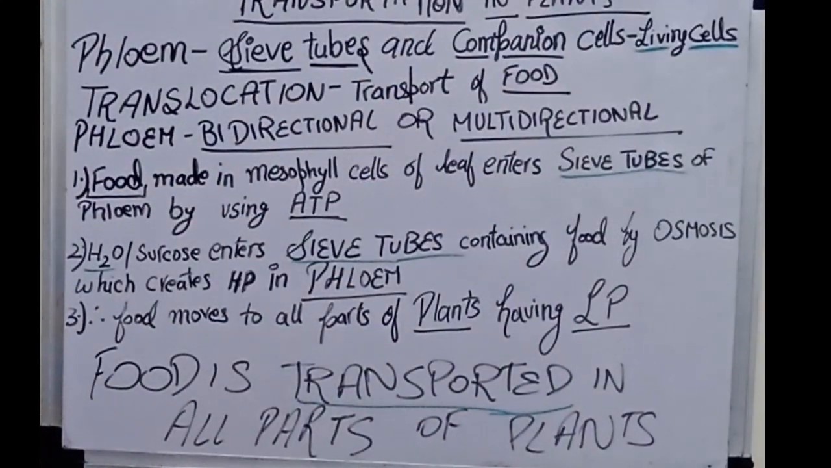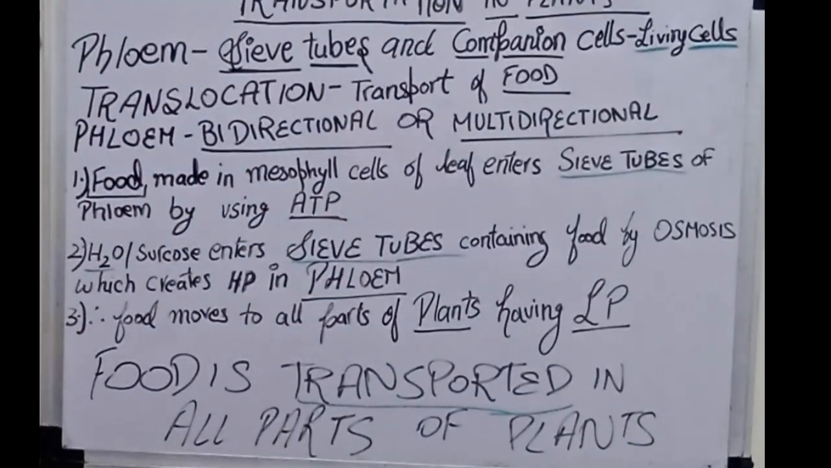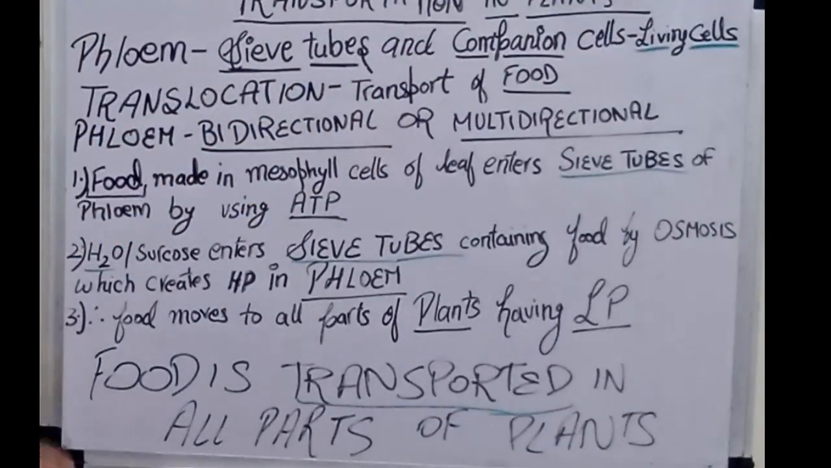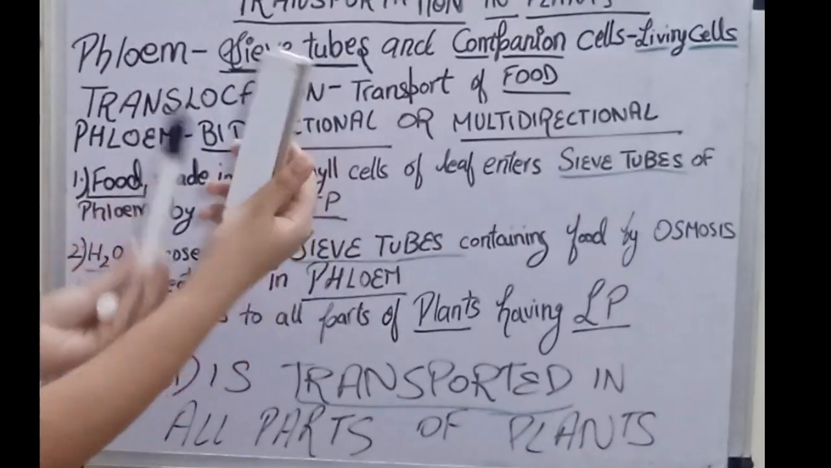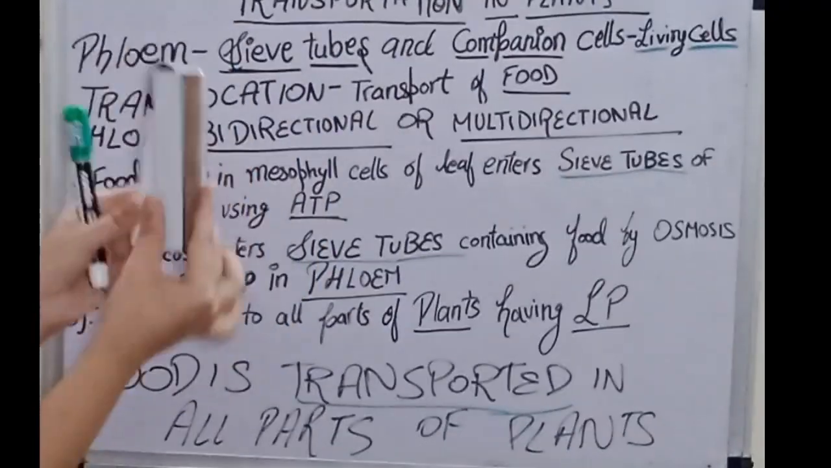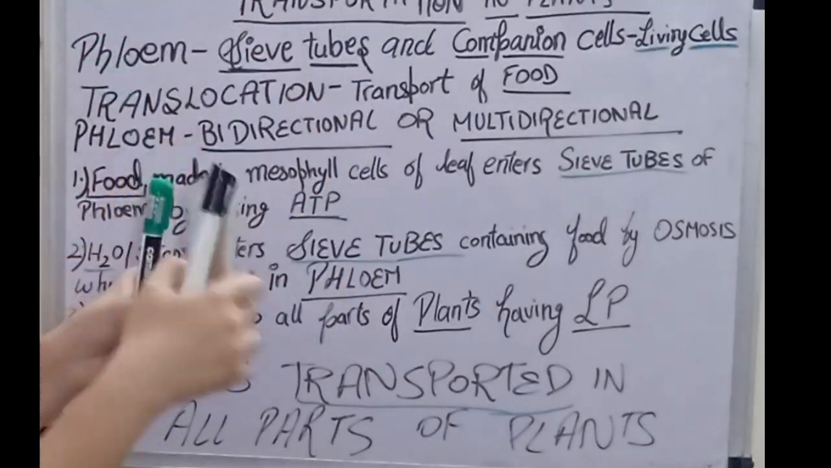Companion का meaning क्या होता है? If you elaborate, companion means support, someone who provides you support, company. That is what companion cells are doing with sieve tubes. Sieve tubes के just बगल में companion cells. So what does this companion cell do? It actually provides support to the sieve tubes.